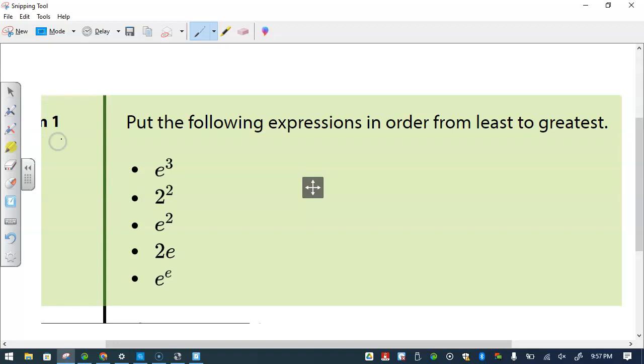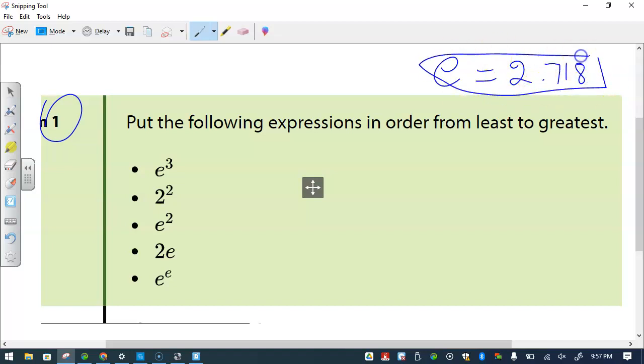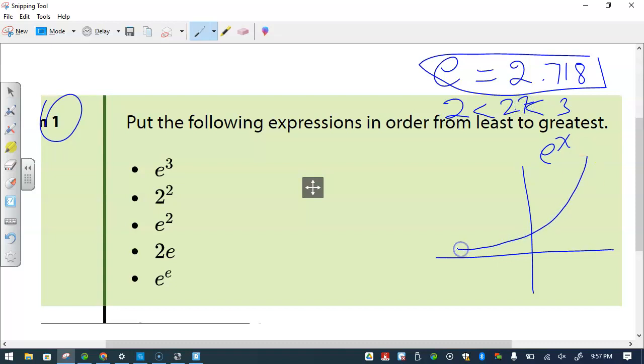So this is practice problem question number 1. We do know that e is 2.718, and I'll just keep this much. If we try to graph e raised to x, remember 2 is less than e, which is less than 3, since 2.7 is between 2 and 3. So the graphs are 2 raised to x, 3 raised to x, and the one in between is always e raised to x, because 2.7 is between these two.